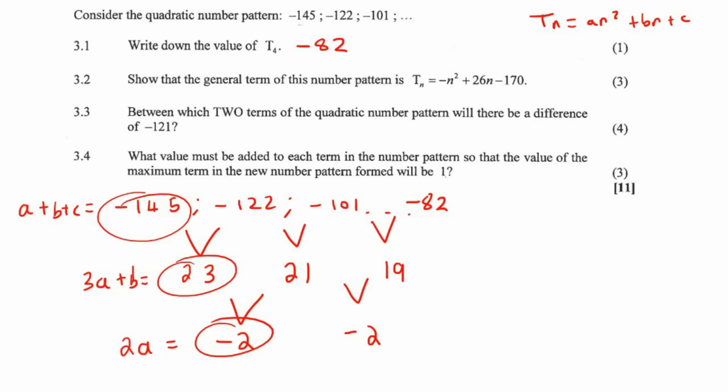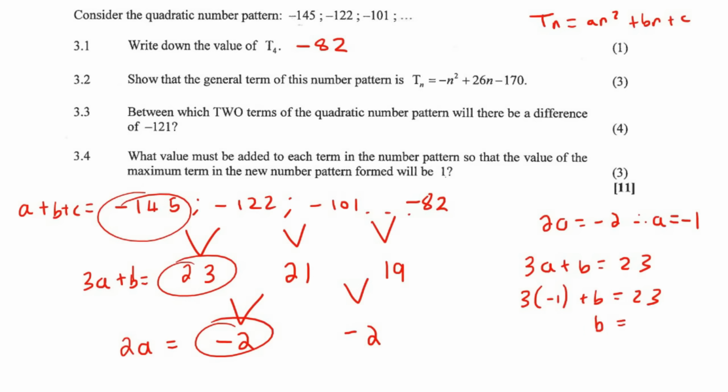And so what we do now is we start at the very bottom. So we start off with 2a is equal to minus 2. Therefore, a would be minus 1 if you had to go solve that. Then we go to the next one. So that's 3a plus b equals 23. So that's going to be 3 times minus 1 plus b equals 23. And if you had to solve for b, you're going to end up getting 26.